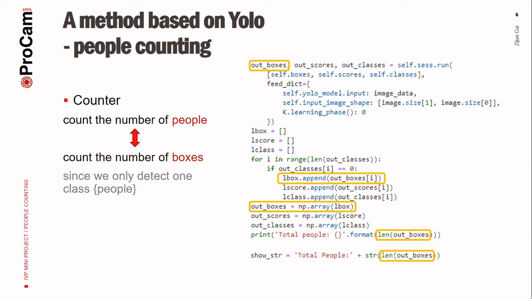Here is the key code about counting. Consider that YOLO assigns a box to each detected object, and there's only one class in this case. So the number of boxes should be equal to the number of people it detects. Once we get this value, we can output it to the resulting video. Since the video is divided into frames for detection, the people number is constantly being updated.